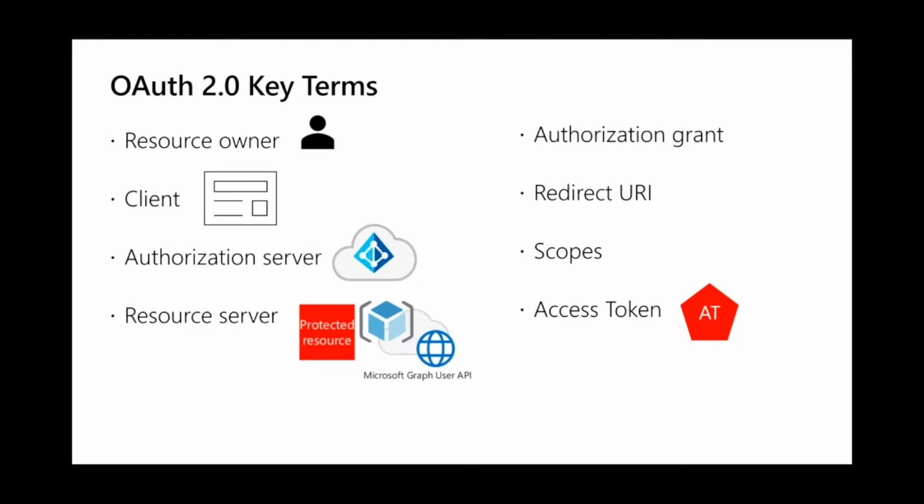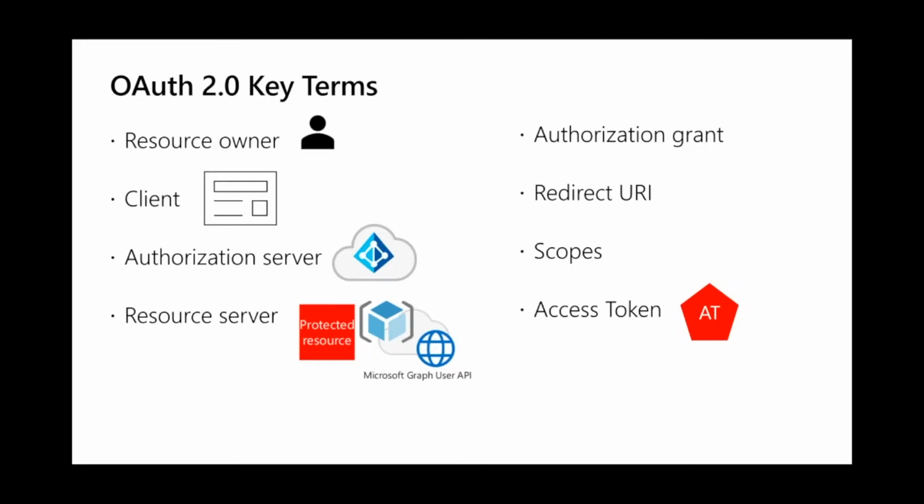The authorization grant is a specified flow used to get an access token. The type of grant used depends on your scenario. For example, depending on your type of application, whether it be a desktop, mobile, or web application, you will use one of 4 authorization grant types, which we will cover in a few minutes.